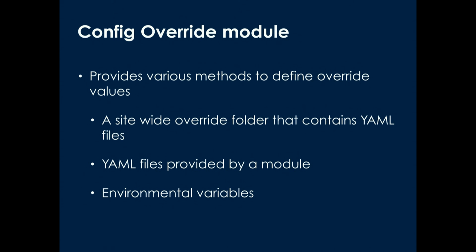The config override module allows you to create a site-wide override folder where you put YAML files that match the same name as the exported configuration files that you get out of your module, so system.site. And define your overrides there, and it will pick them up. You can allow a module to define where the YAML files are, and I guess the main advantage to that is you could have the module enabled or disabled, and then you would be turning on and off overrides just using that module.